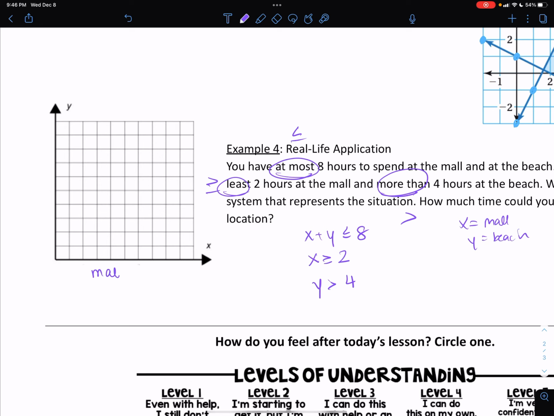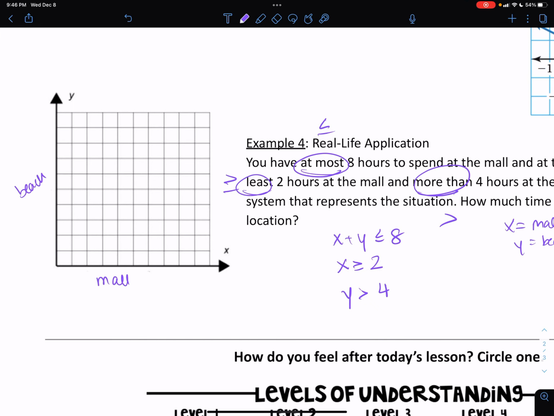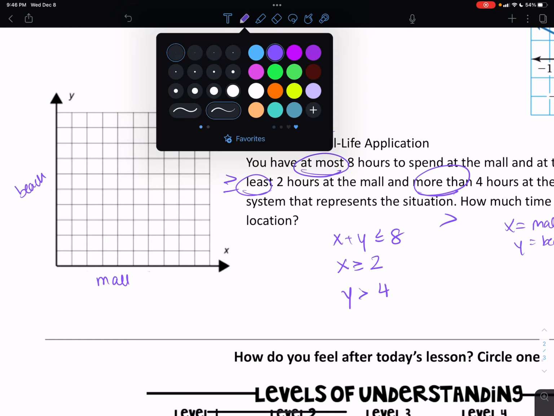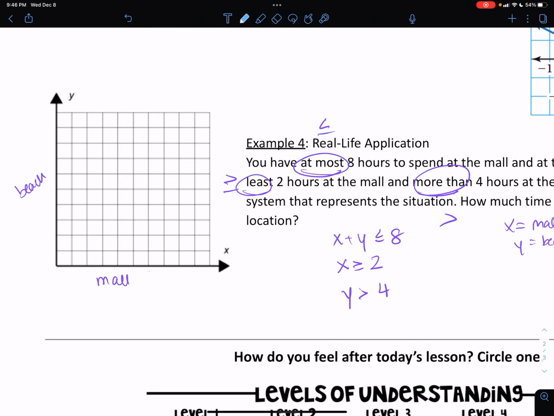So I could say this is mall, this is beach. x plus y is less than or equal to 8. That means both my x and y intercepts are 8, so I just have to plot 8. Actually, let me do these in different colors. 1, 2, 3, 4, 5, 6, 7, 8. It's going to be a solid line, and remember, because it's less than, I'm going to shade below.